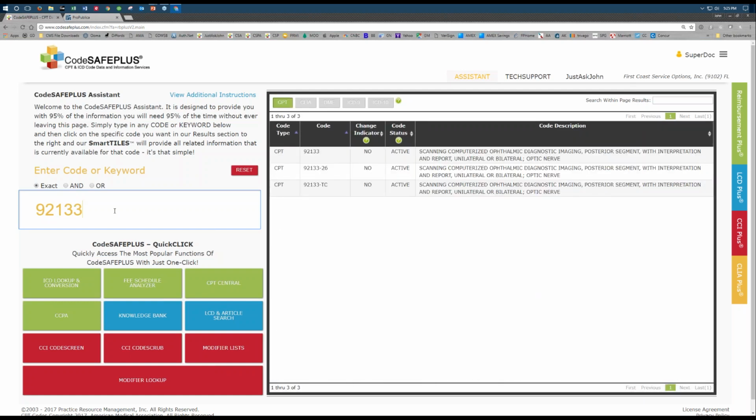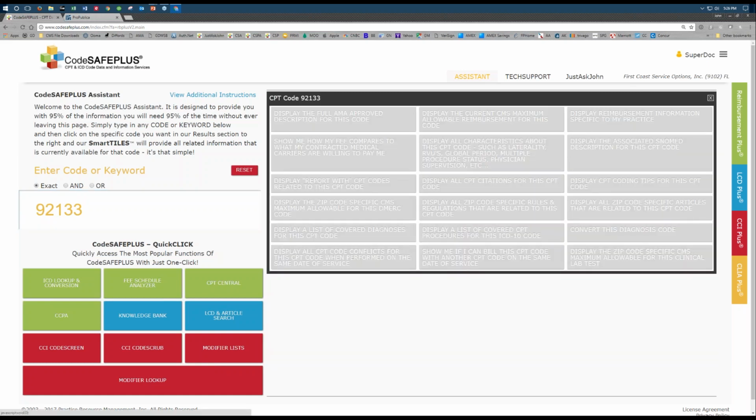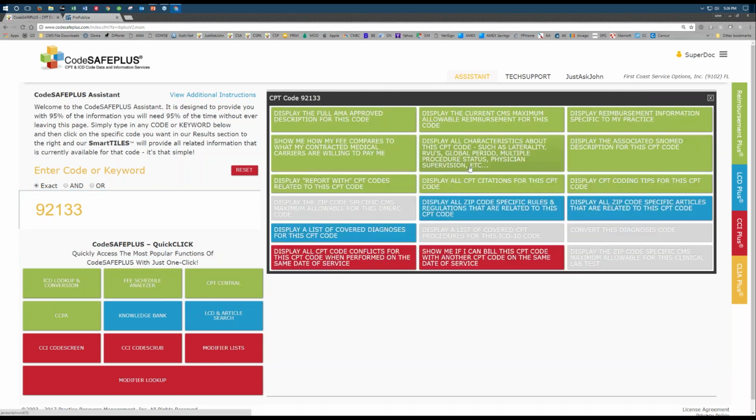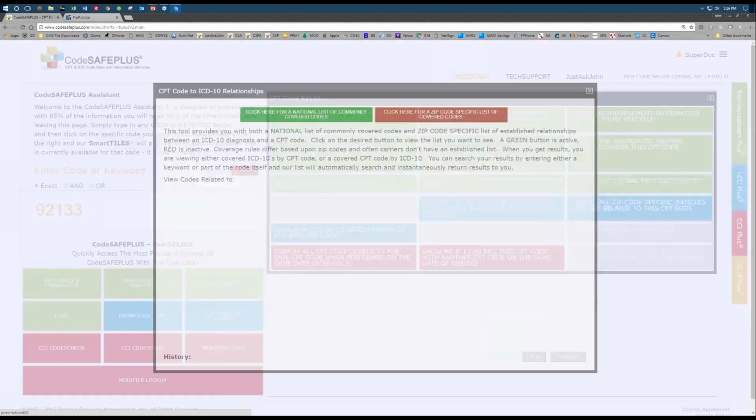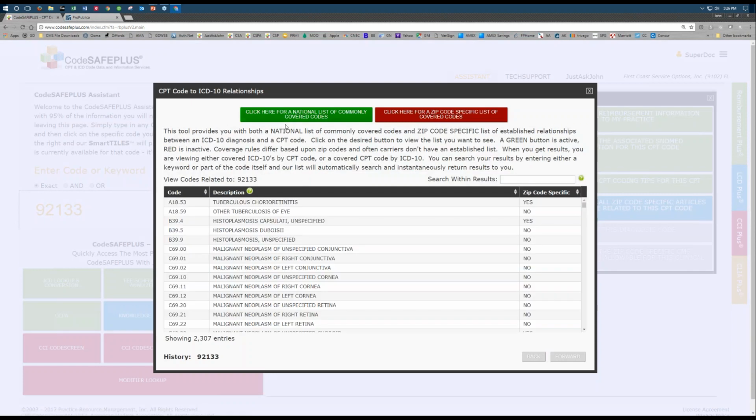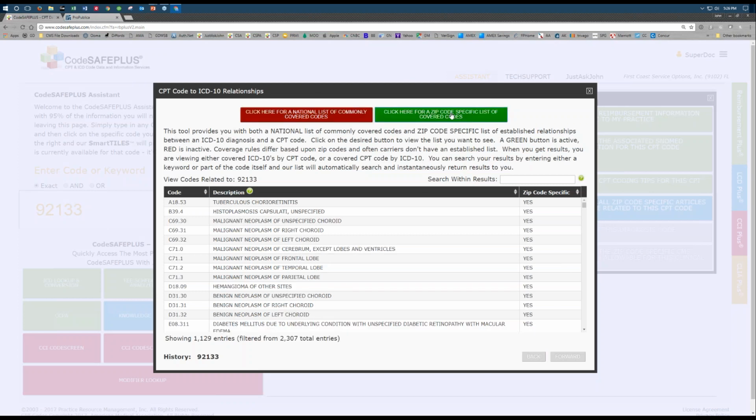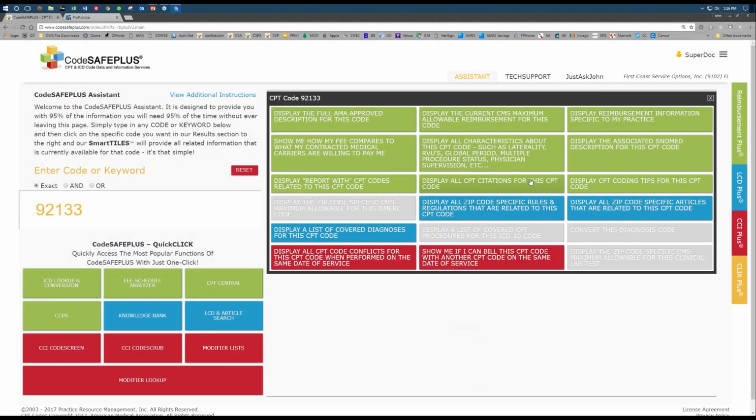Okay, so I'm going to just type in my OCT code and click here. I'm going to take a look at all zip code specific rules. I can look here and see diagnoses, right? I can see a national list of diagnoses, 2,300, or I can look for a zip code specific list for this particular practice in Florida, and it's 1,129. So we can find that out very, very easily.